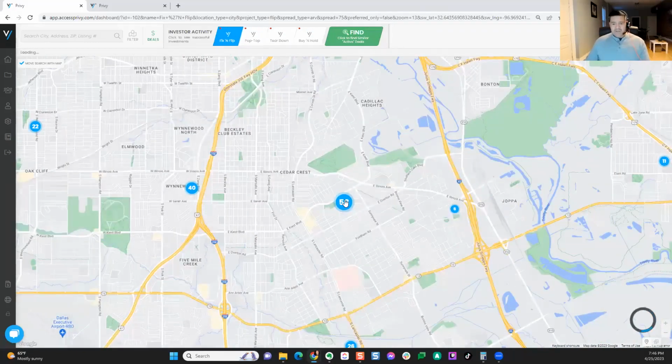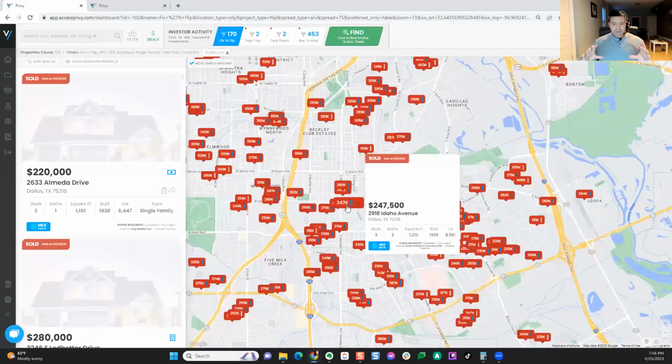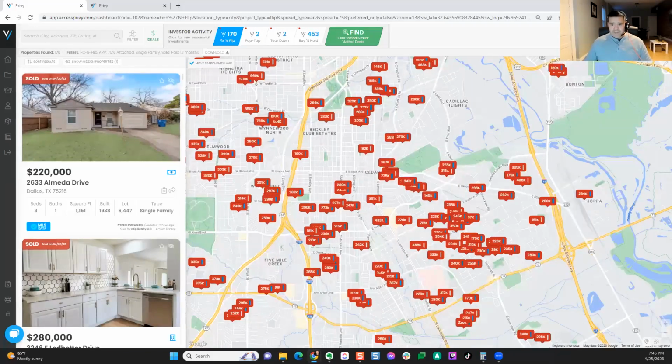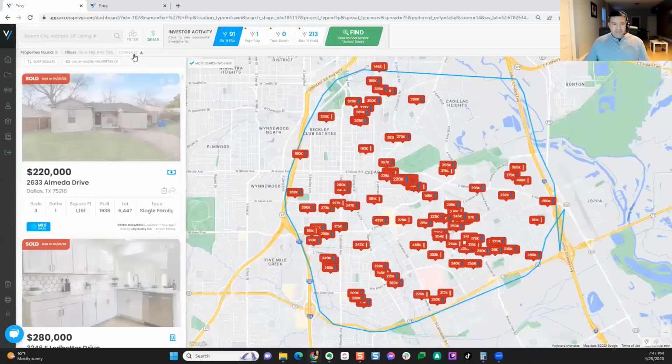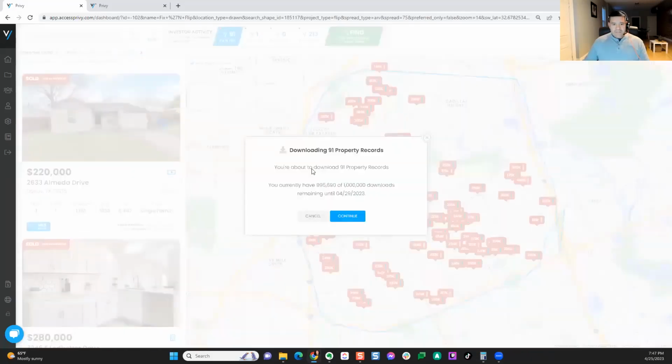And then once it gets close enough, this is going to break up into the individual properties. So if I want fix and flip buyers, I'm just going to circle this. Let's just say I want to stay right here in this little niche. If I want fix and flip buyers, then I'm going to go in and just click download. And it's going to download 91 properties. And attached to those 91 properties are the buyers that flipped those.